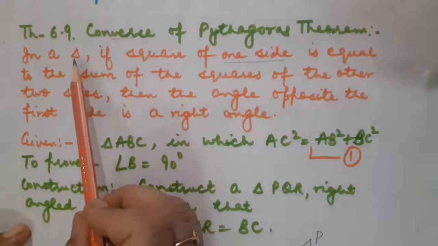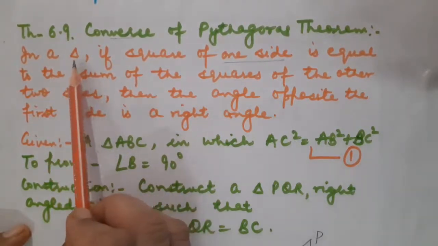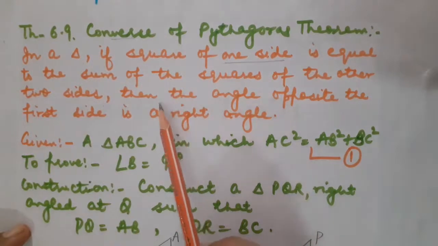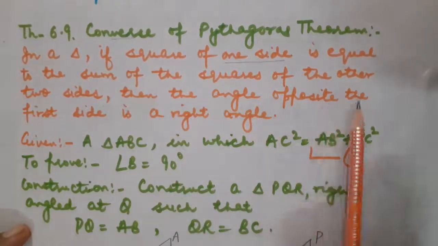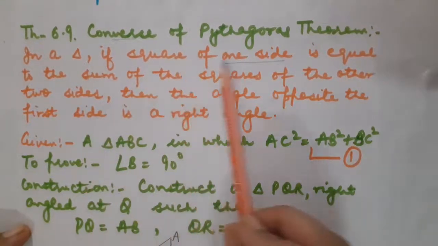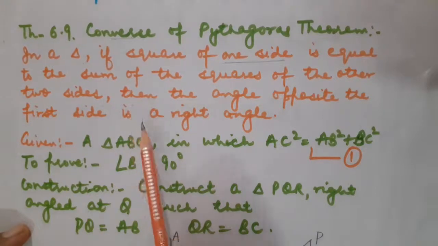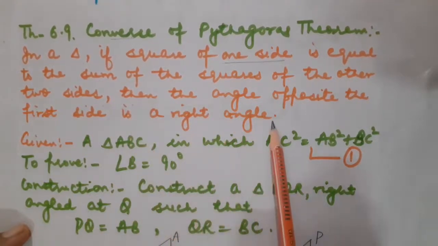Why? Because we are not going to deal with a right angled triangle. We will be having a triangle given only. Clear? Then the angle which is opposite the first side. Which first side? Whose square is equal to the sum of the square of the other two sides. That will be a right angle. Have you understood the statement?